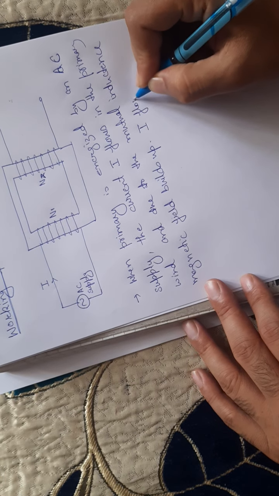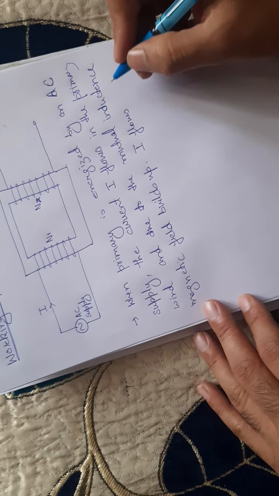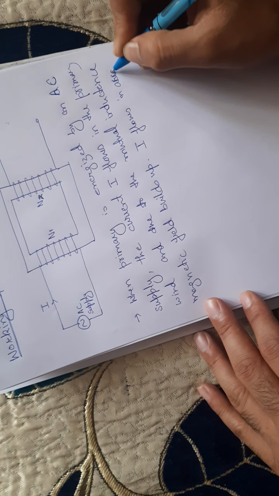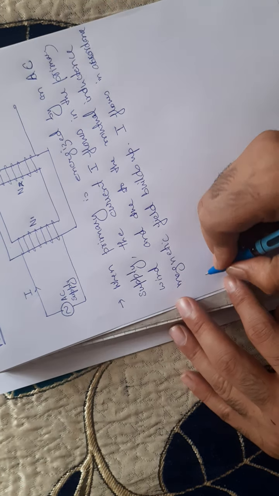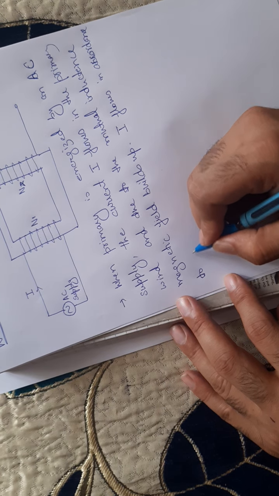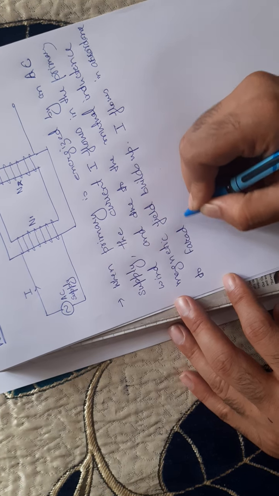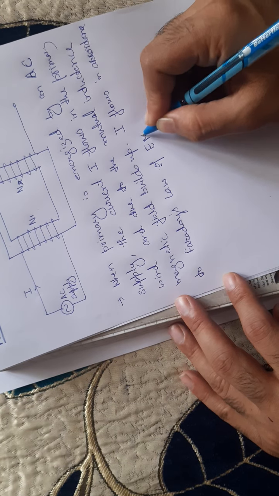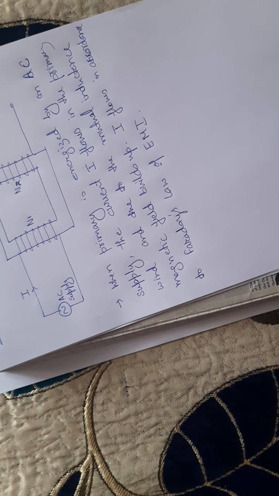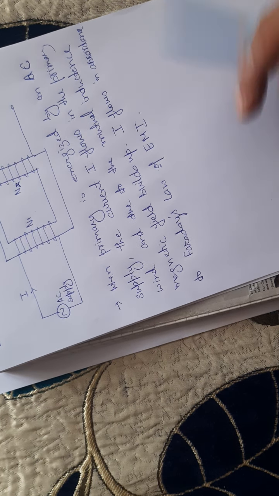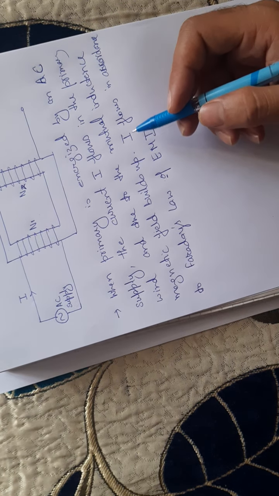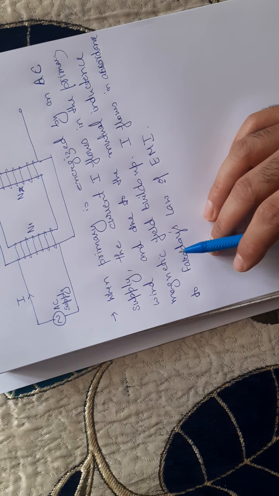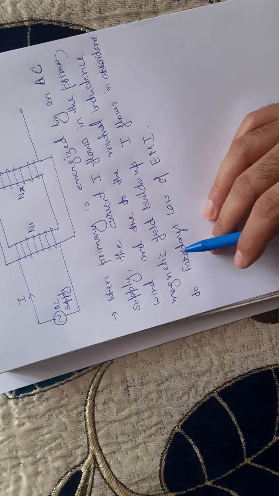I flows in accordance to Faraday's law of electromagnetic induction. Okay, so what I am saying, this magnetic field builds up, and the flow of the current in the primary is in accordance to Faraday's law of electromagnetic induction.